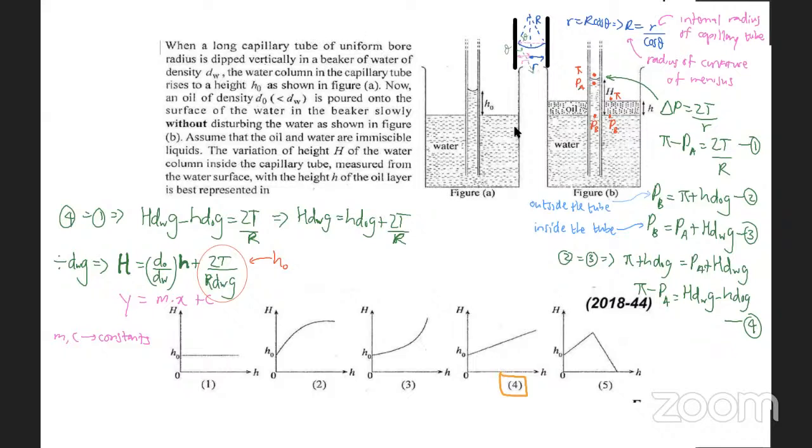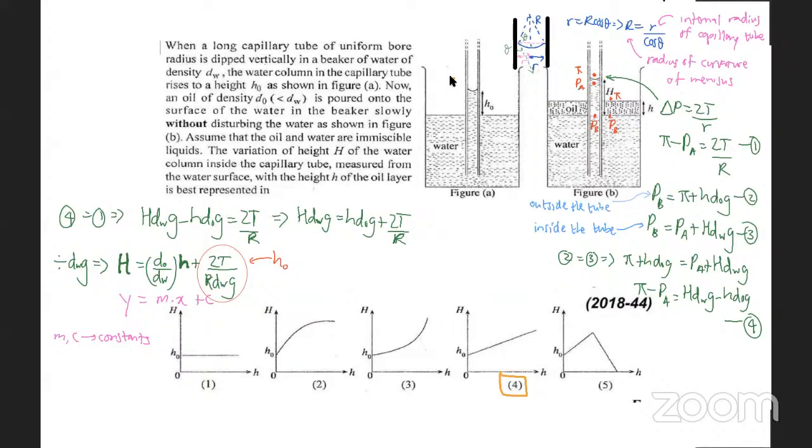Answer is fourth. It looks a bit intimidating when you see the diagram and everything, but it's nothing. It's just a simple thing. So I hope this explanation helped you revise the concepts of surface tension and the pressure difference. Why is third wrong? Can someone tell me why third is wrong?